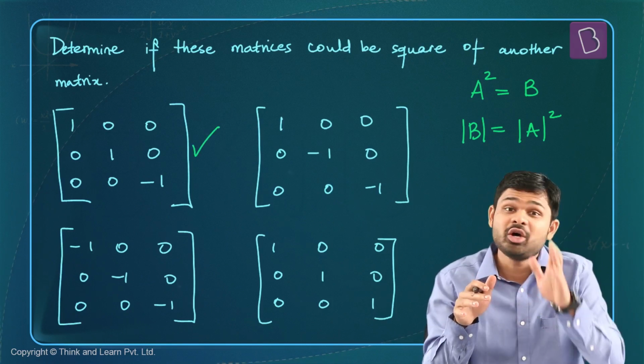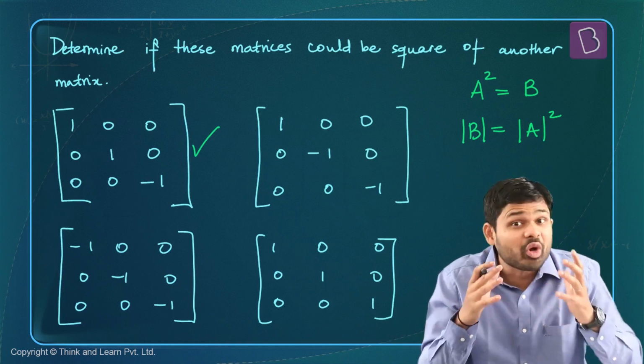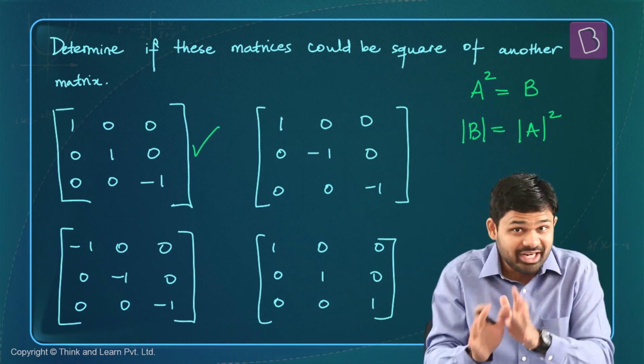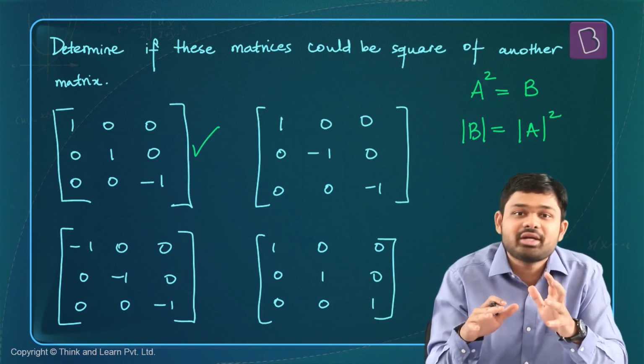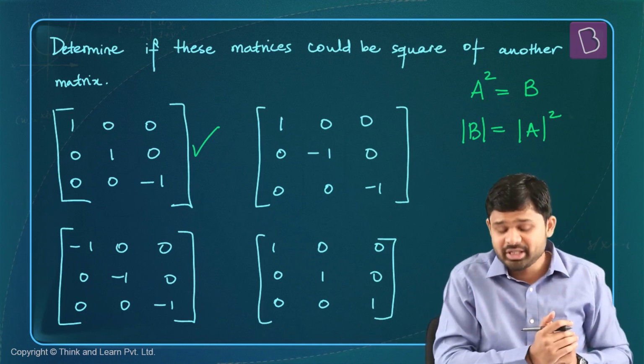Look at the second matrix. Well, that's also a diagonal matrix and its determinant is equal to 1. So it could be the square of some other matrix. We don't know that. So that is definitely not a correct answer to this question, because it is not for certain a square of another matrix. We cannot say that.